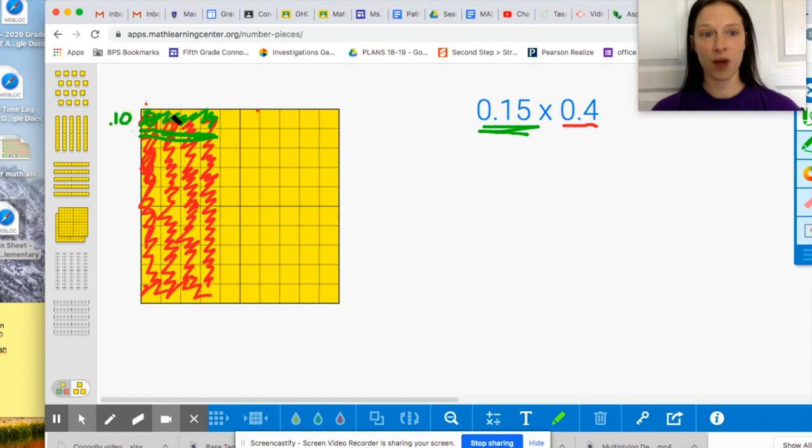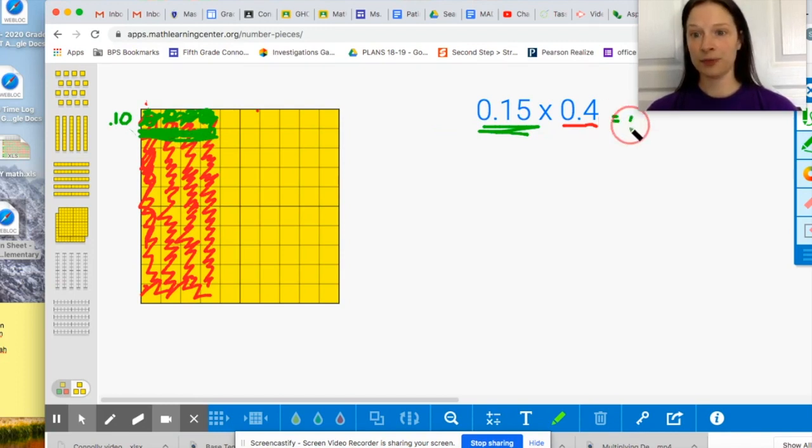So I have 1, 2, 3, 4 hundredths, 4 full hundredths shaded in. And then I have half of this hundredth and half of this hundredth. Well, interesting. That makes 1 full hundredth. So there's my 5th hundredth. And then over here, I have half of this hundredth and half of this hundredth, which is my 600th.